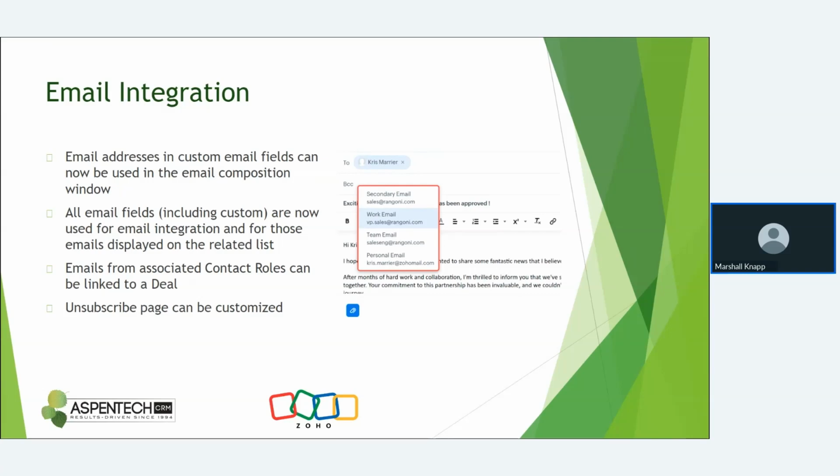All email fields, including the custom fields, are now used for the email integration and for the emails that wind up being displayed on the related list. It used to be just the primary email, then we got the personal email in there. Now we've got all custom emails. So if you send or receive an email from any of those email addresses that exist on a contact record or a lead record, and you have your email integrated, you can expect that email from any of those different addresses to be visible then in the related list.